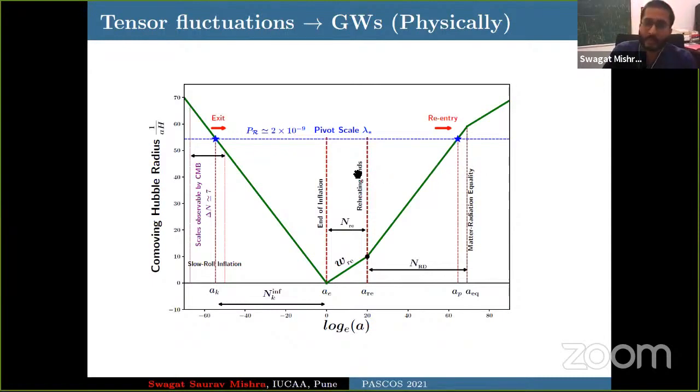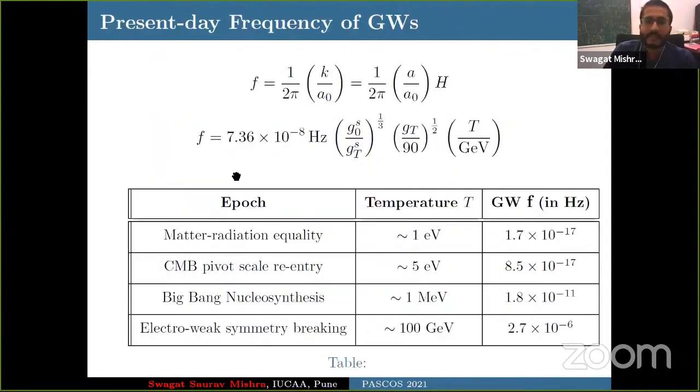Okay, so depending on when they entered the Hubble radius in the universe, the frequency will be set today. So if you're observing in the detector today, their frequency will depend on when they made their Hubble entry. And the frequency is typically around 10^-7 hertz if they entered around 1 GeV. If they entered earlier, they will have higher frequency. If they entered later, they will have lower frequency. Okay? At matter radiation equality, the frequency is around 10^-17 hertz.